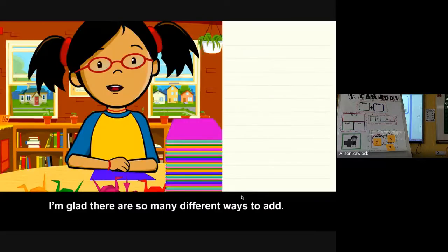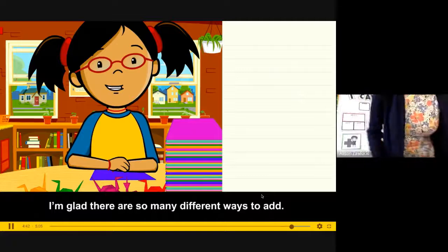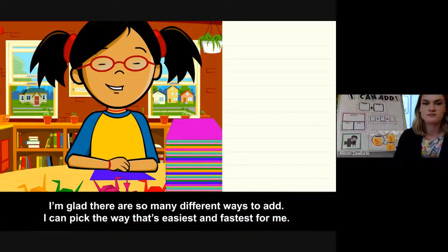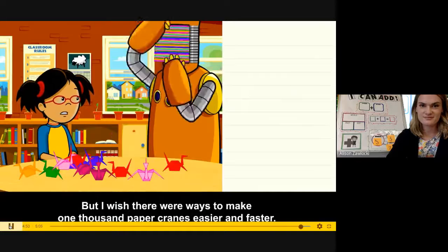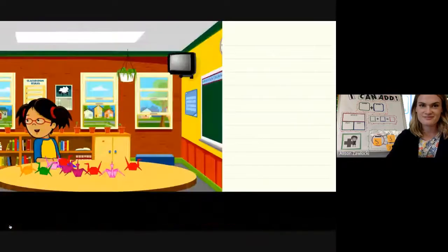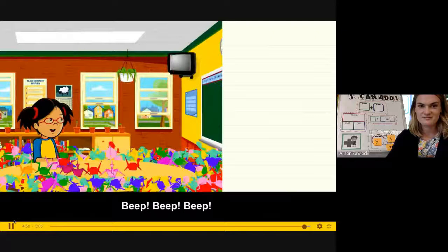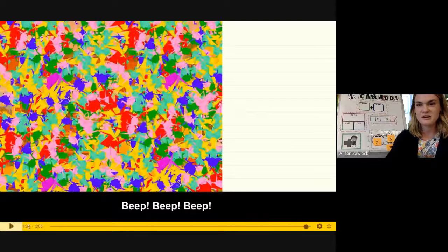I'm glad there's so many different ways to add. I can pick the way that's easiest and fastest for me. But I wish there were ways to make 1,000 paper cranes easier and faster. Oh, that is so silly.